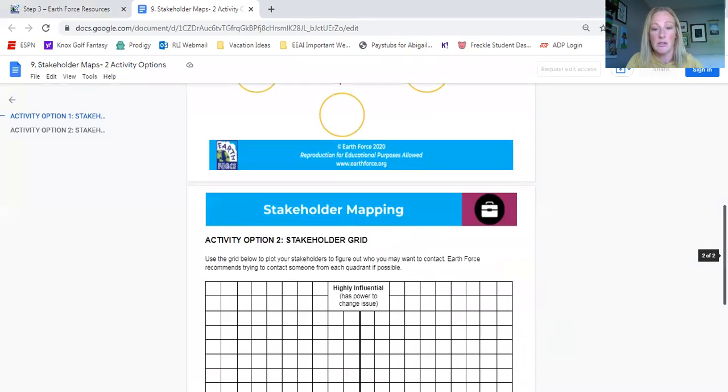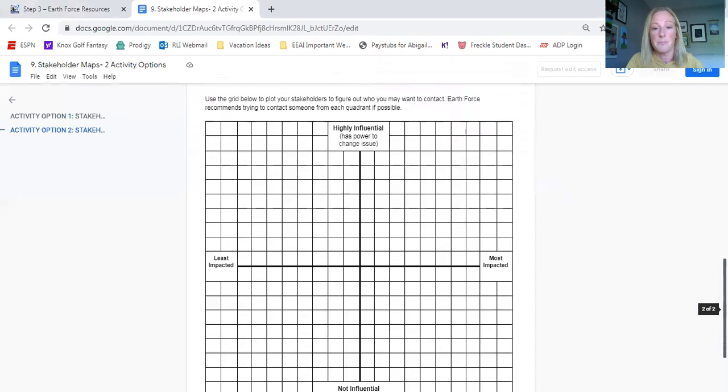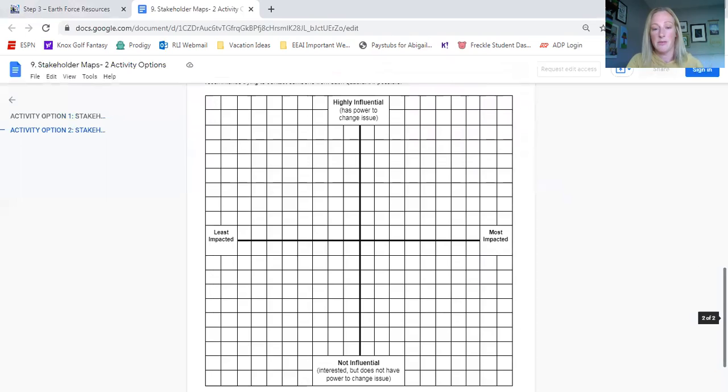But it's the second page that I really think is really impactful and really beneficial for the students to be able to visually see the difference between the people that are impacted by the issue and the people that have influence over the issue. So let's take a really easy example of flooding on a school playground, right? We know that that happens because of heavy rainstorms, because of drainage issues, lots of reasons those puddles can accumulate. And it is definitely something that a student-led project could attempt to address.